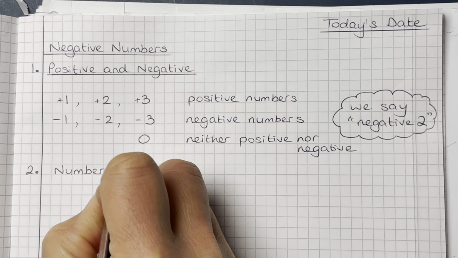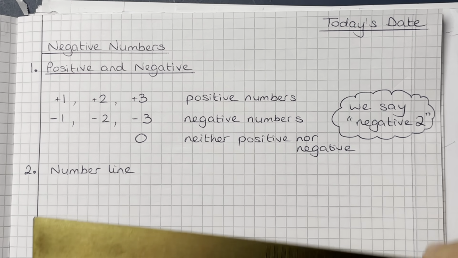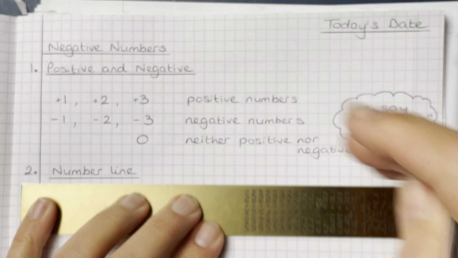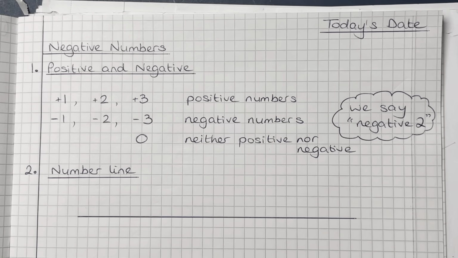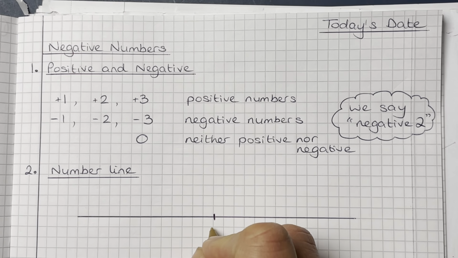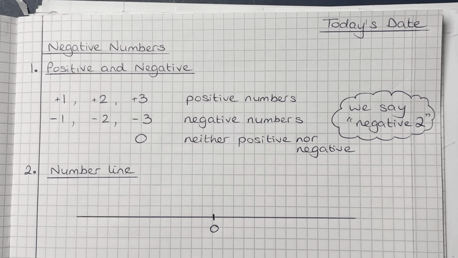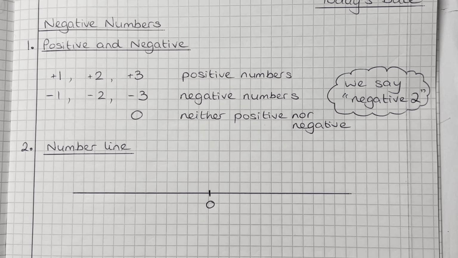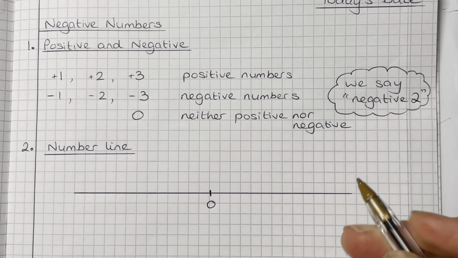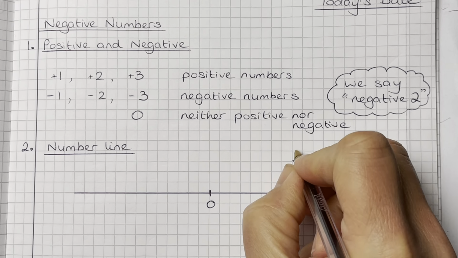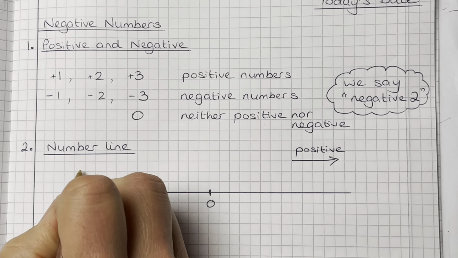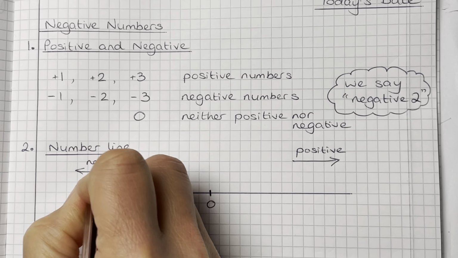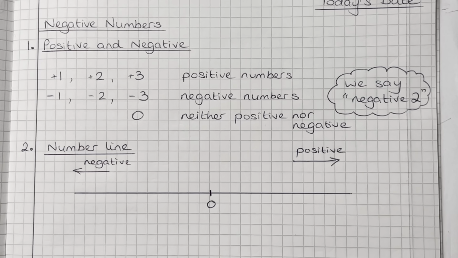Okay, so second point I just want to note down is how we use a number line. So we use a number line to help us with negative numbers. Now you can draw your number line horizontally or vertically, it doesn't matter. I'm going to put my 0 in the middle. It doesn't have to be in the middle, but I'm going to show it in the middle for now. And on the right hand side of my 0, my numbers are positive. And on the left hand side of my number line, the numbers are negative.